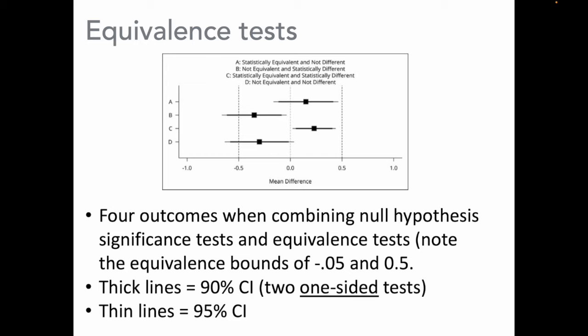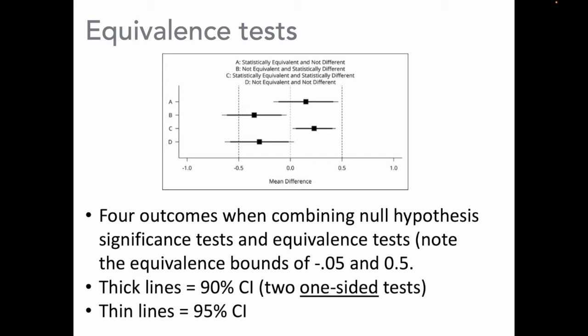Like traditional statistical inference, any time that the 95% confidence interval crosses 0, we can say that this is not significant. But in this case, we have the thin lines and the thick lines, where the thin lines represent a 95% confidence interval and the thick line represents a 90% confidence interval, which we use for equivalence testing. So if a thin line, i.e. the 95%, crosses 0, then we have a non-significant result.